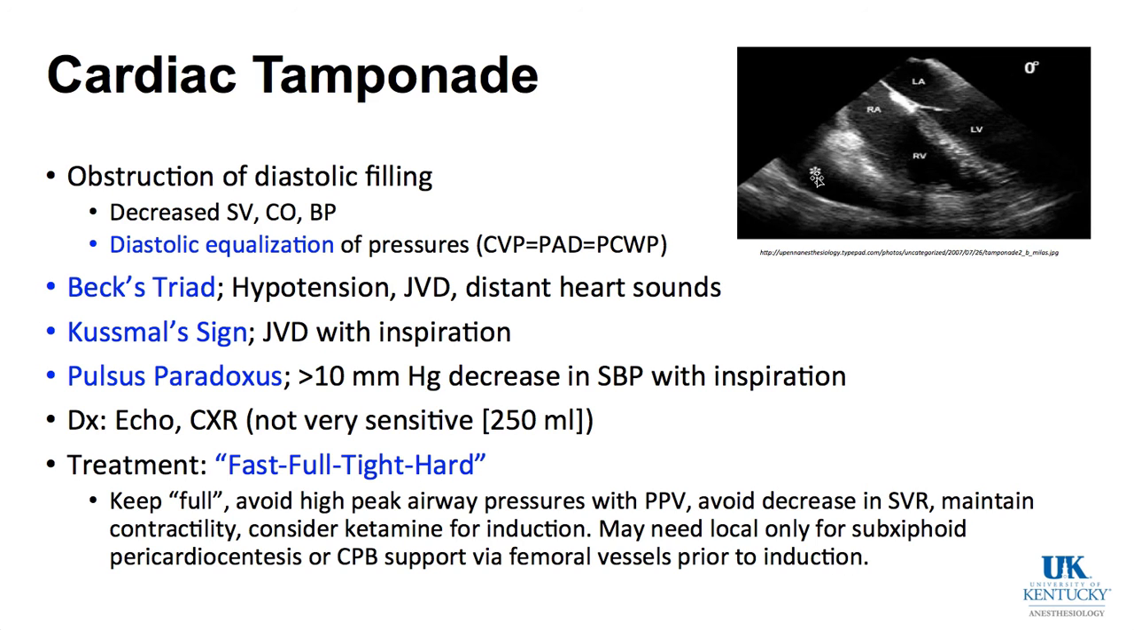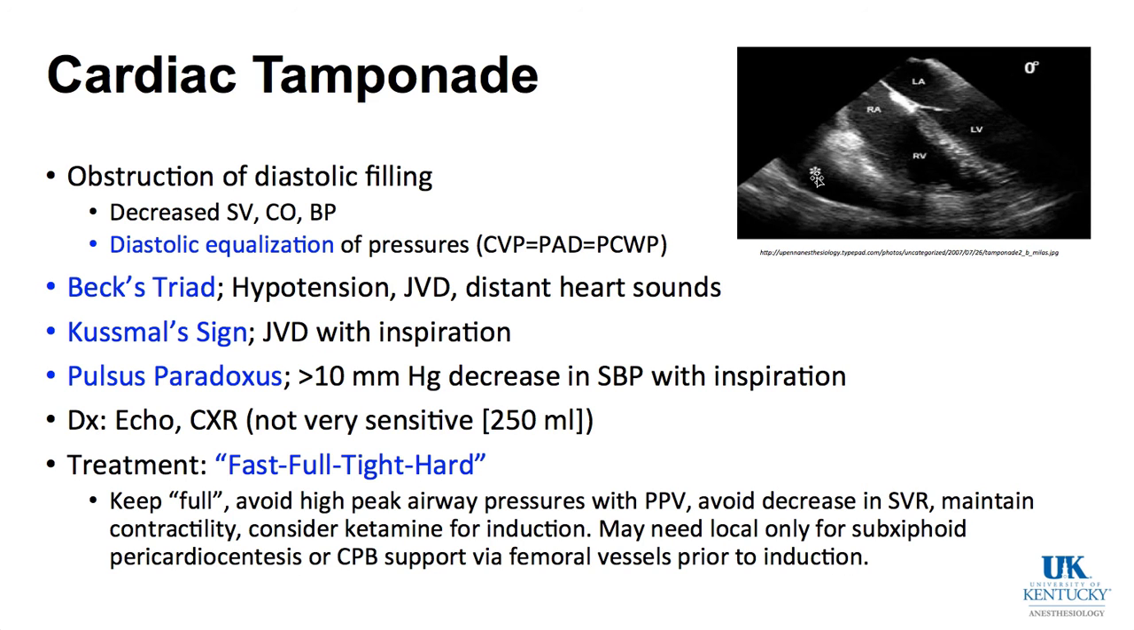And classically, it causes diastolic equalization of pressures. That big bag of fluid, if it's all around the heart, the pressures during diastole, both the CVP, the pulmonary diastolic pressure, as well as the wedge pressure, which is an estimate of LV end-diastolic pressure, all become very equal. And for example, they might all be reading approximately 20.